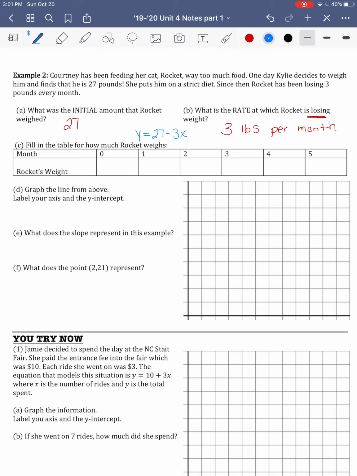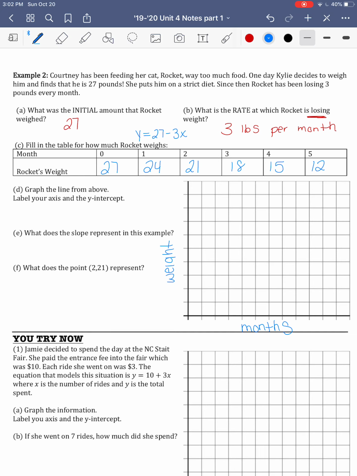So at the beginning, when we haven't even started, he starts off at 27 pounds. After a month, I'm deducting 3, he's now at 24. Then 21, then 18, 15, and eventually 12. We don't want to get down to 0, right? Because that's impossible and unhealthy. So now we're going to graph. Remember that his weight depends on time or the number of months.